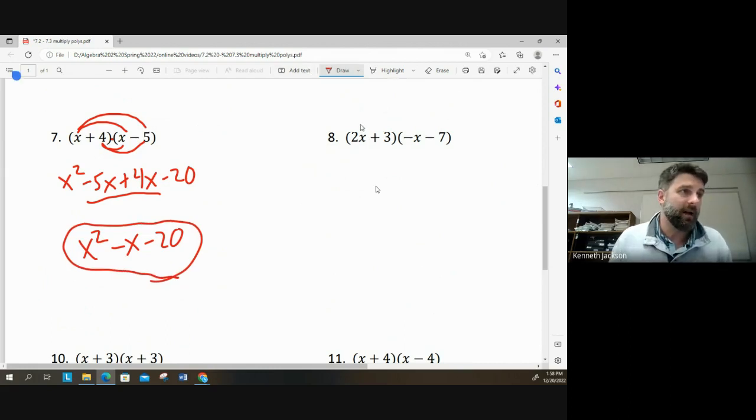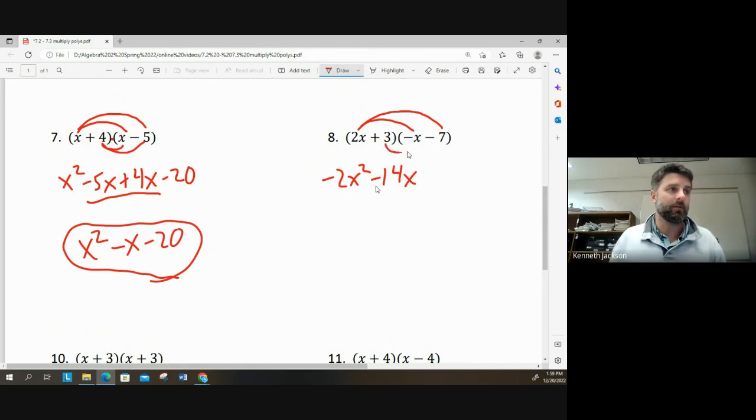On number 8, I take this 2x and I distribute. 2x times negative x, negative 2x squared. 2x times negative 7, minus 14x. 3 times negative x, negative 3x. And 3 times negative 7, minus 21. After I distribute, multiply, multiply, I combine my terms. That's negative 2x squared minus 17x minus 21.